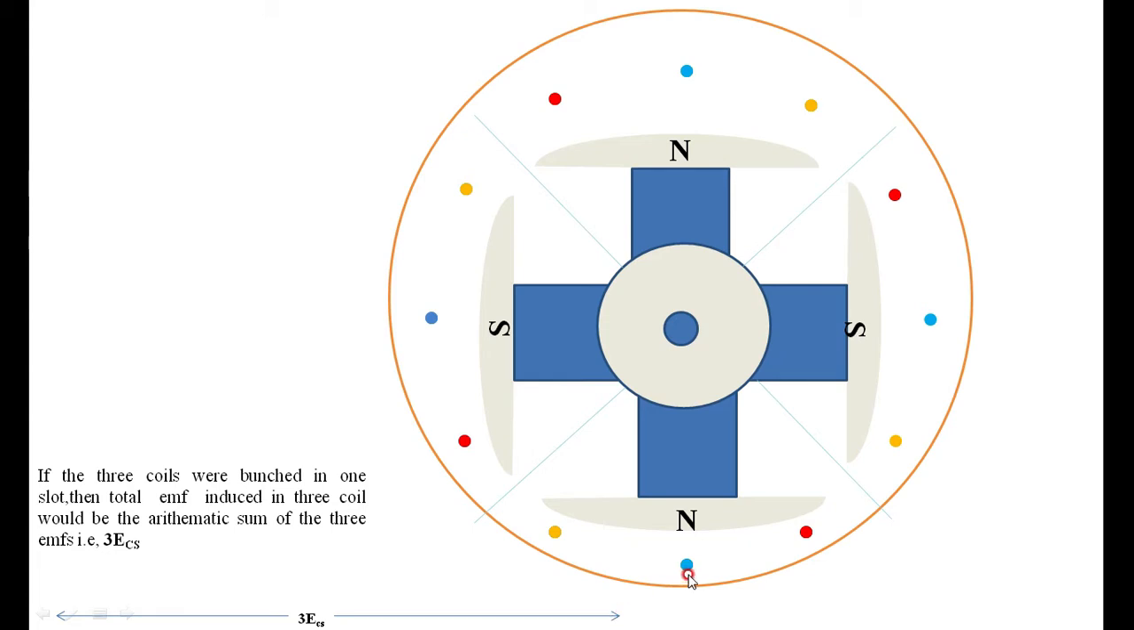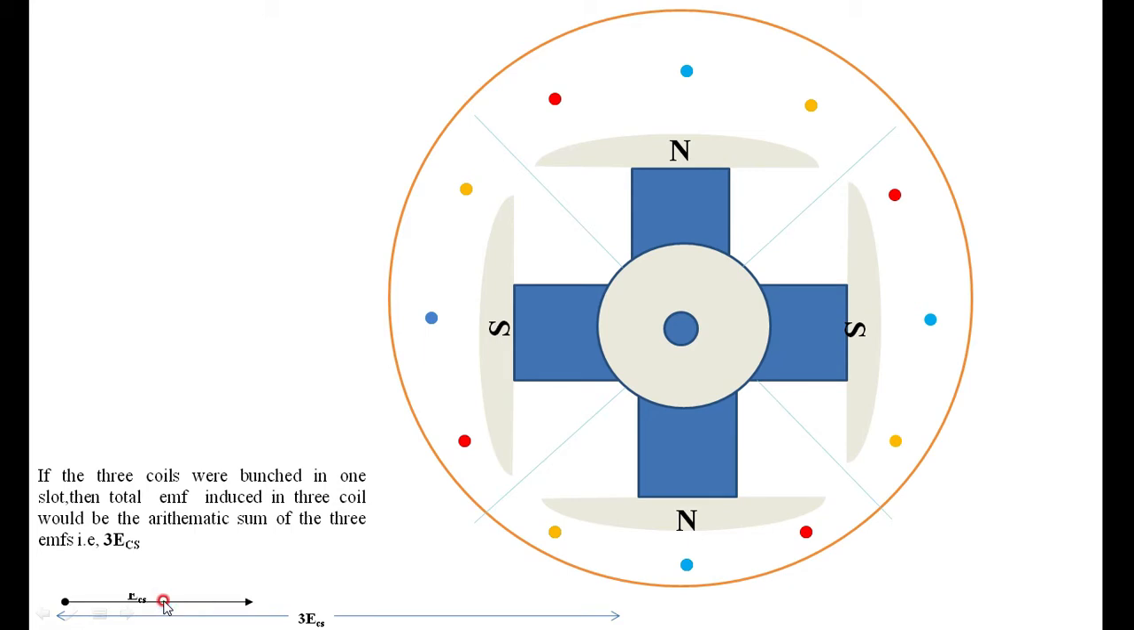If three coils are bunched in one slot, these are the slots under one pole. One slot is meant for R, another slot for Y, the third one for B. Then all the conductors pertaining to one particular phase are placed in one slot under one pole, so the three coils are bunched in one slot. The total EMF induced in these coils would be the arithmetic sum, because there is no phase displacement between the conductors placed in only one slot.